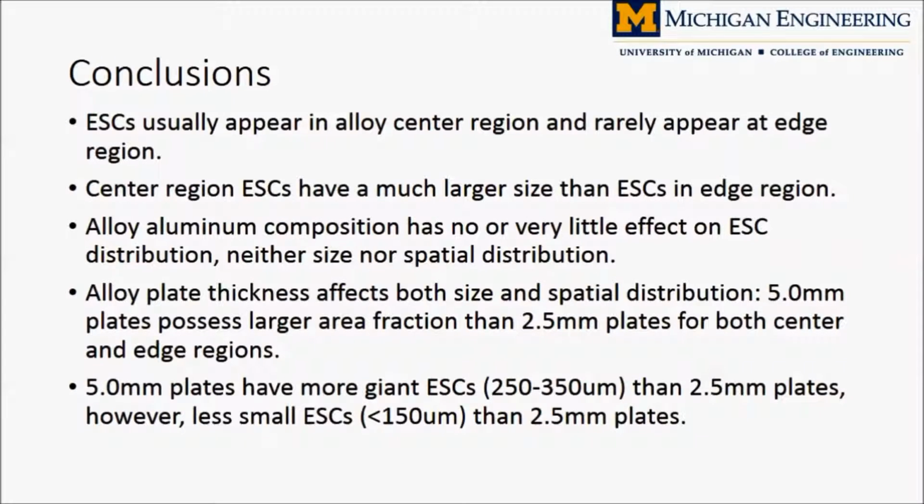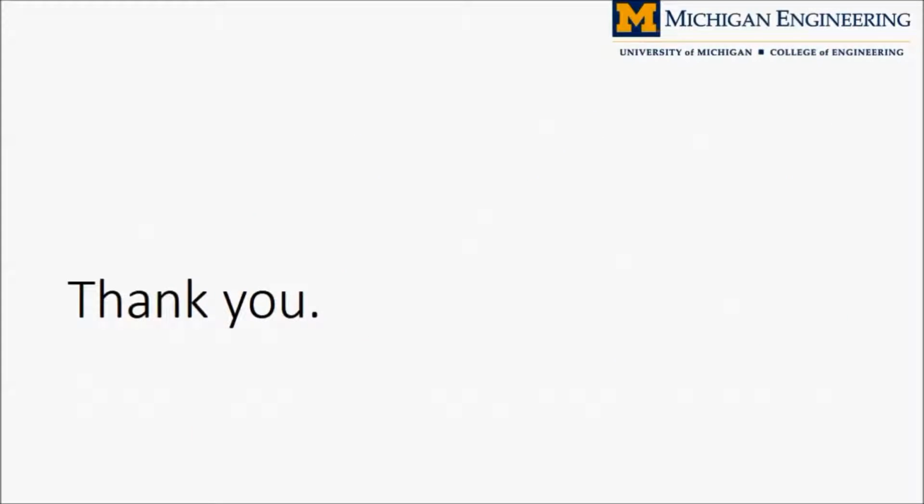In the present investigation, alloy microstructure characterization and quantification have revealed the following for AM series alloys. ESCs usually appear in the alloy center region and rarely appear at the edge region. Alloy composition has no or very little effect on ESC distribution. Alloy plate thickness affects both size and spatial distribution. Thicker plates possess a larger area fraction than thinner plates.